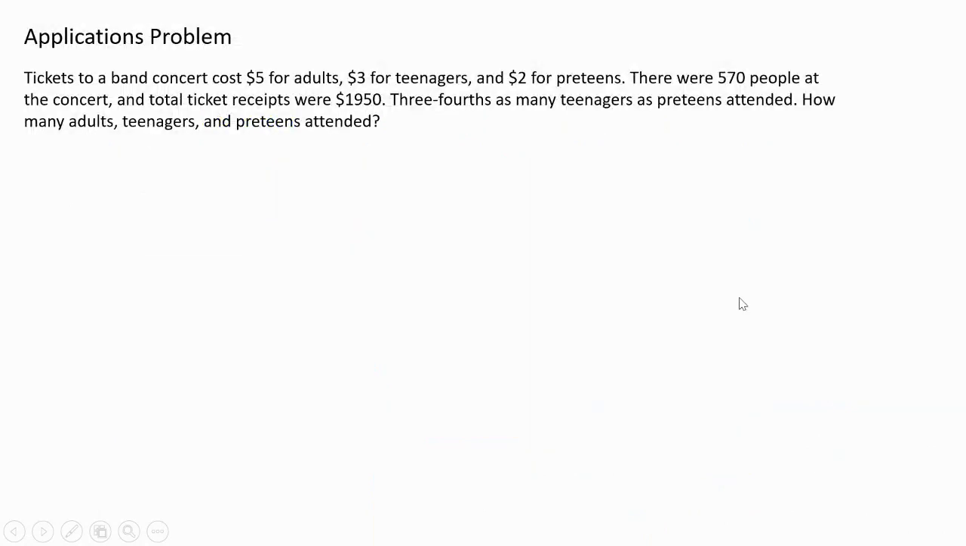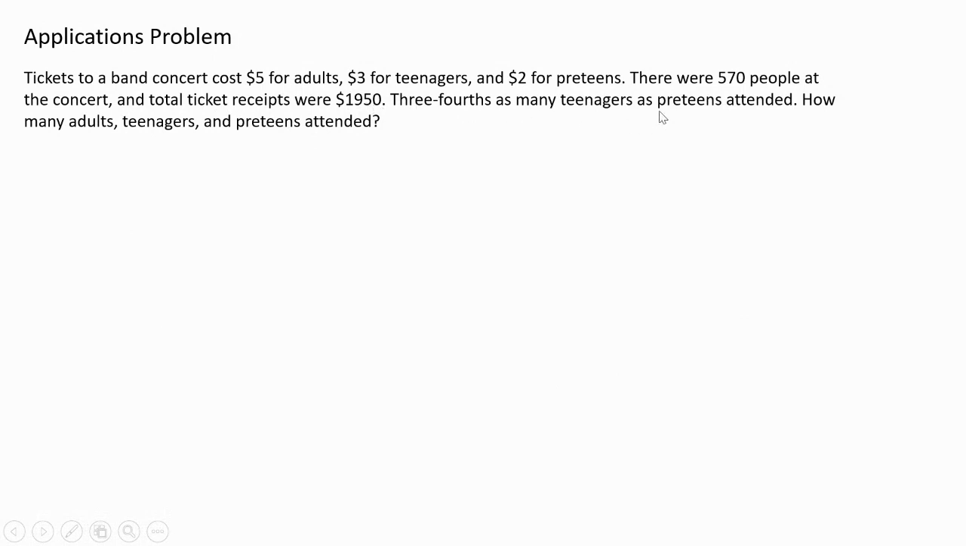Okay. Now, how does that work in real life? As an example, tickets to a band concert cost $5 for adults, $3 for teenagers, and $2 for preteens. There were 570 people at the concert, and total ticket receipts were $1,950.